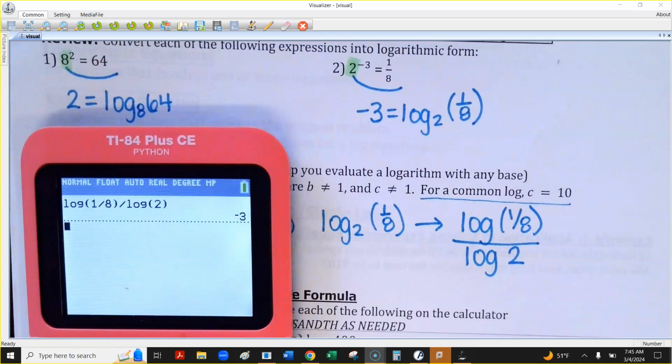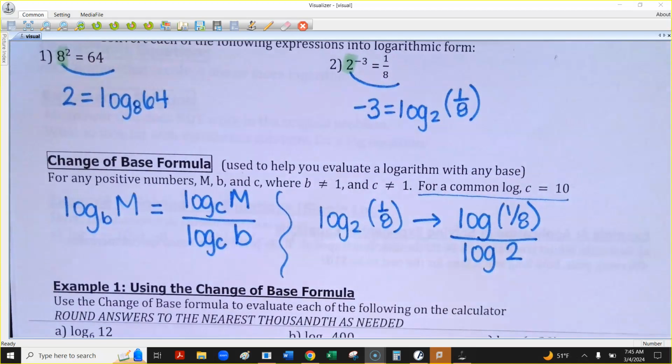So like I said, you could really change the base to anything you want, but typically we're going to change it to base 10 so we can do it on the calculator. All right, is anybody having a question at the moment?